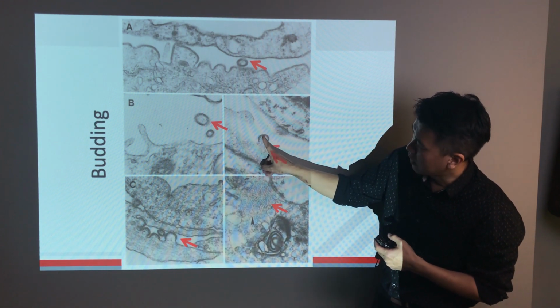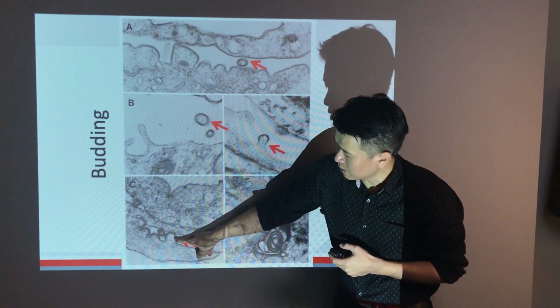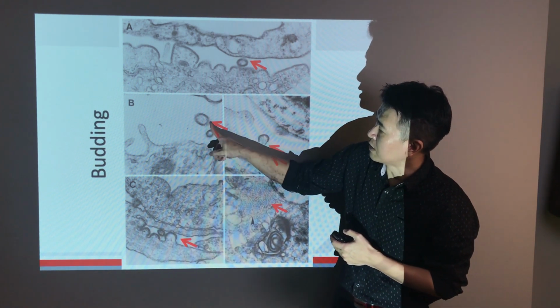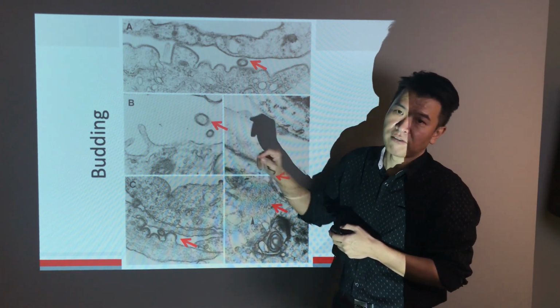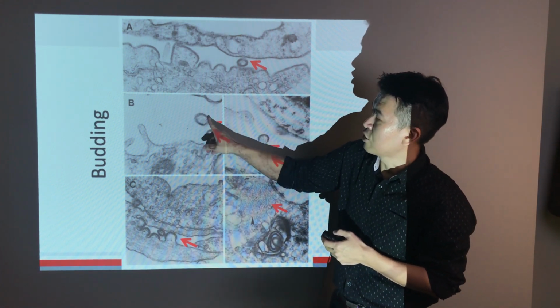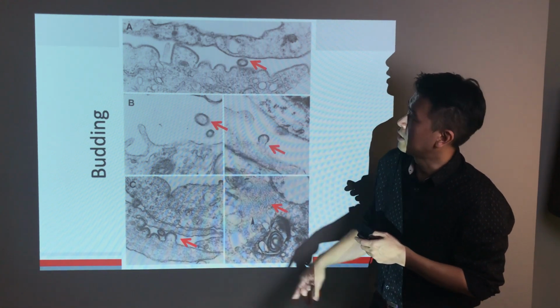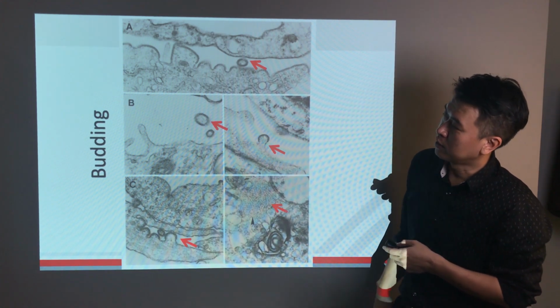They will start to bud out. Okay, starting of budding. They started to bud out, and eventually they will produce a virus that has the HN and the F on the surface and the transcription complex in the core of the nucleus.